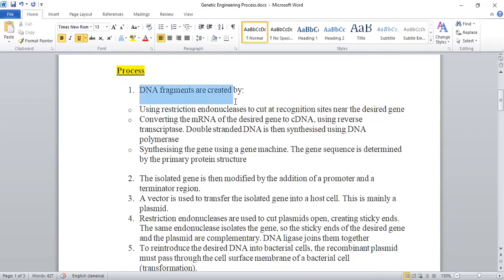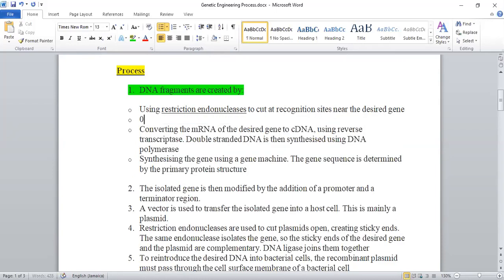Again, we talk about the process. The first step of the process, which we had said before, was that we need to create the fragment. We need to isolate the DNA that we're interested in. So how do we do that? We would use restriction endonucleases. These were the enzymes I was telling you about that you needed to remember the names of. So we use restriction endonucleases to cut at recognition sites near the desired gene. Or if that can't work, we can do another process.